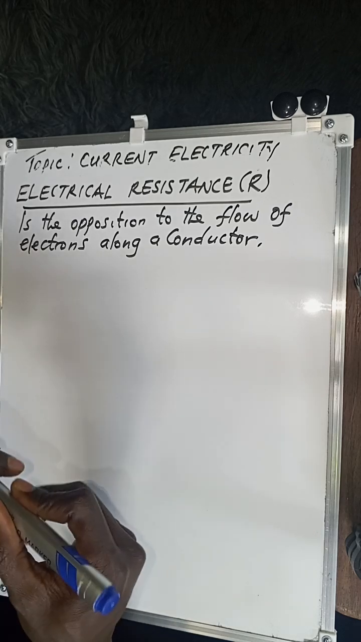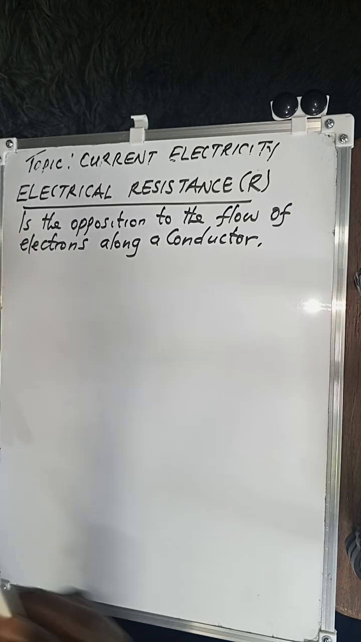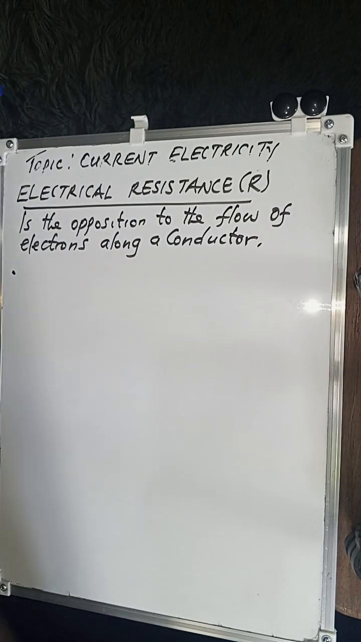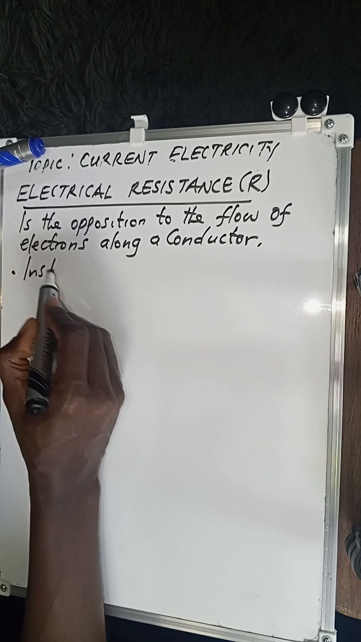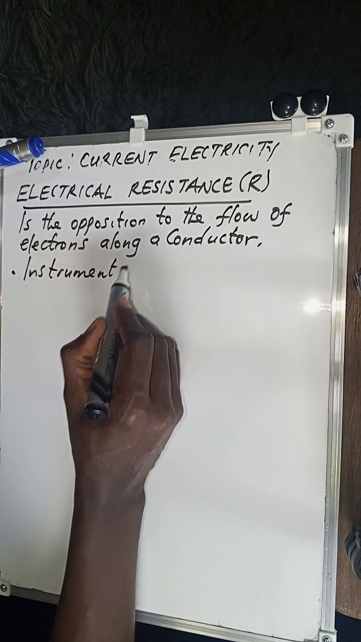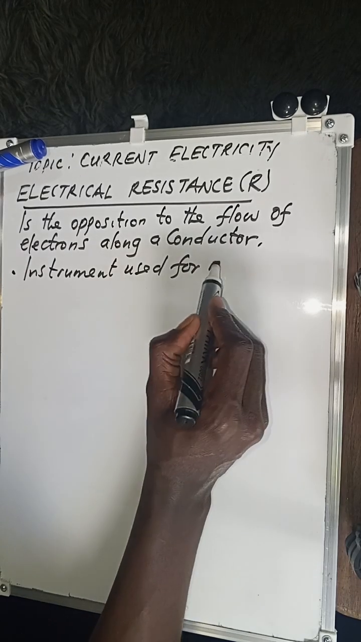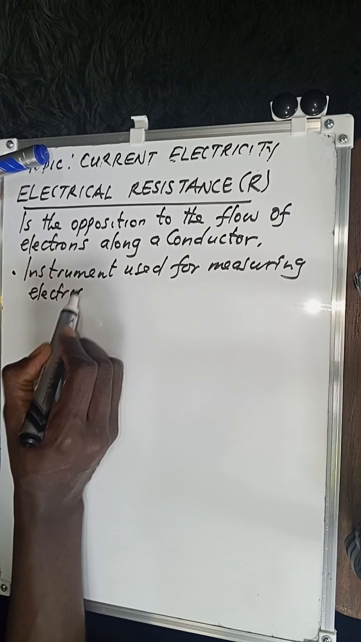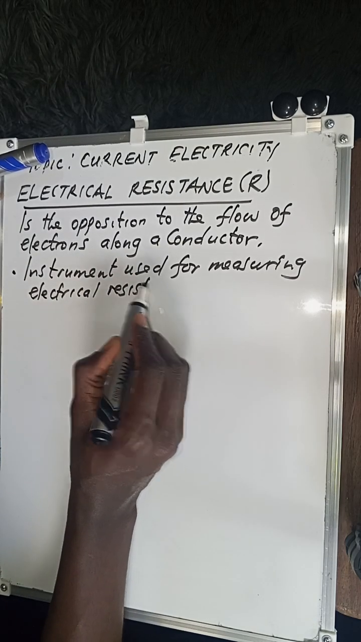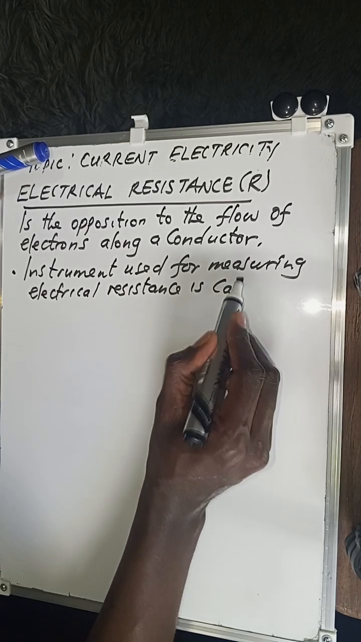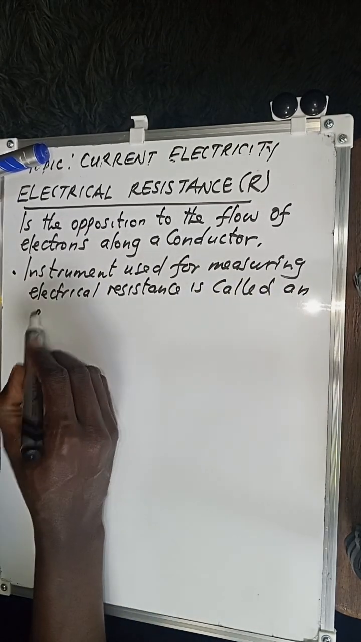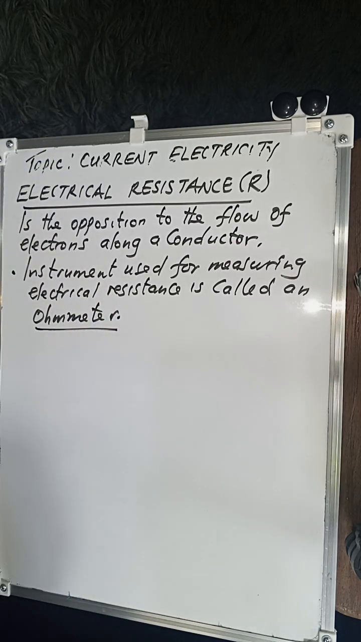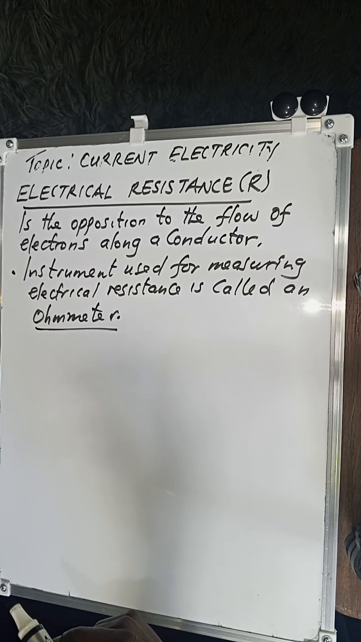Now, you need to remember that electrical resistance is actually measured using an instrument called an ohmmeter. So what instrument can be used to measure electrical resistance? The instrument used for measuring electrical resistance is called an ohmmeter. So that's an instrument that is used for measuring electrical resistance.